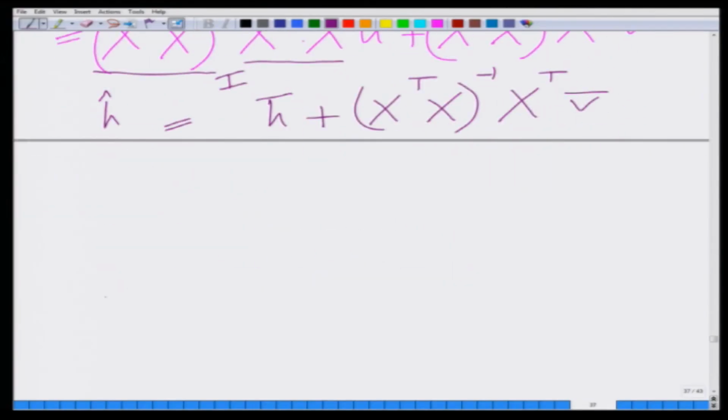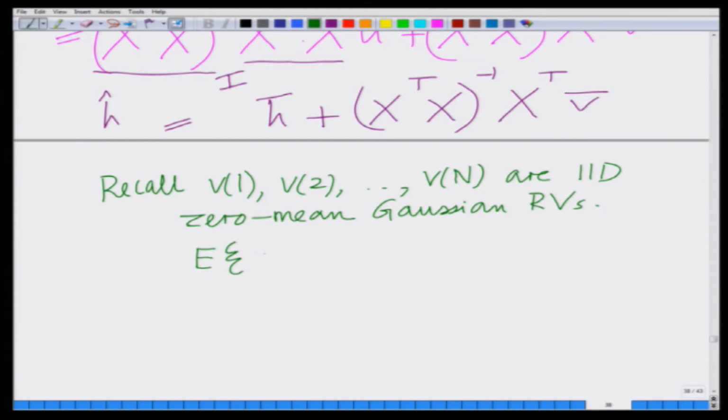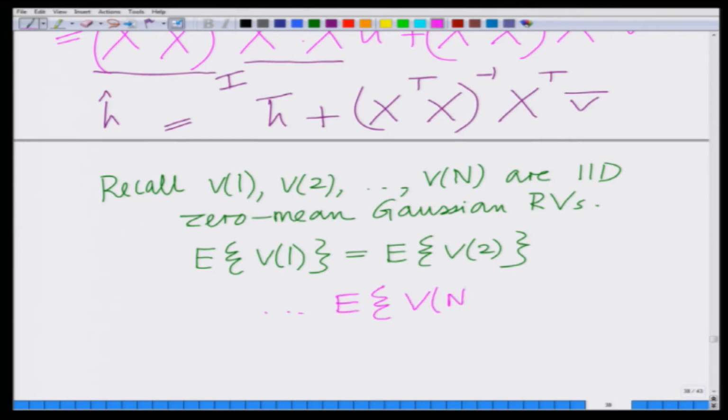Now, again recall V1, V2, up to Vn are IID zero mean Gaussian random variables, which implies, since there is zero mean, the expected value of V1 equals the expected value of V2, and so on and so forth, that is the expected value of each random variable equals 0.